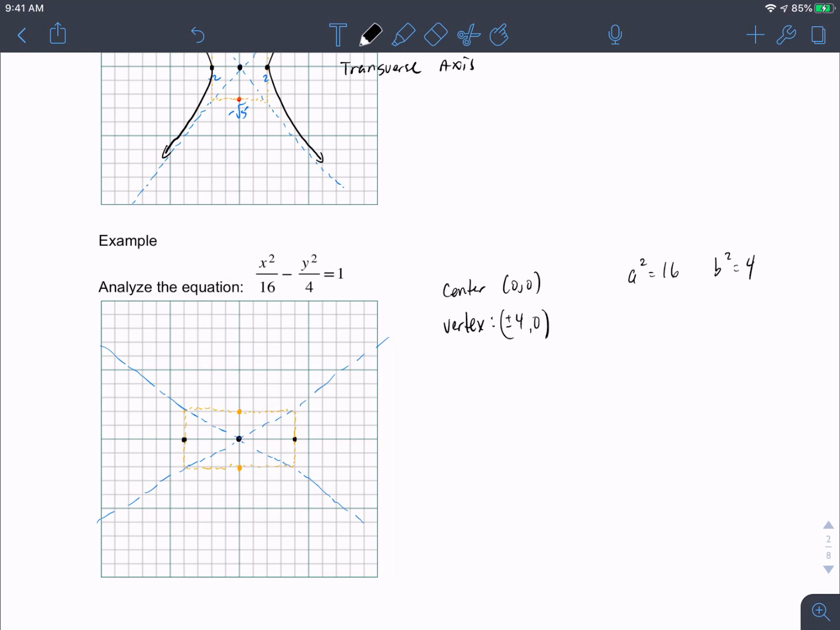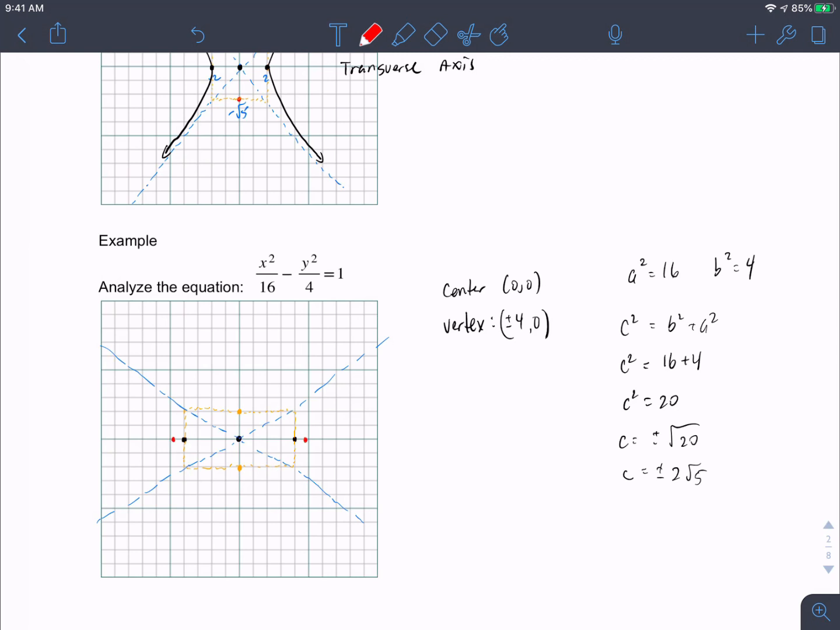So let's see if we can find out where the foci are. That's going to be b squared plus a squared. So c squared is equal to 16 plus 4. C squared is equal to 20. And so c is equal to plus or minus the square root of 20, or 2 radical 5. And 2 radical 5 is just shy of 5, and so the foci is right there.